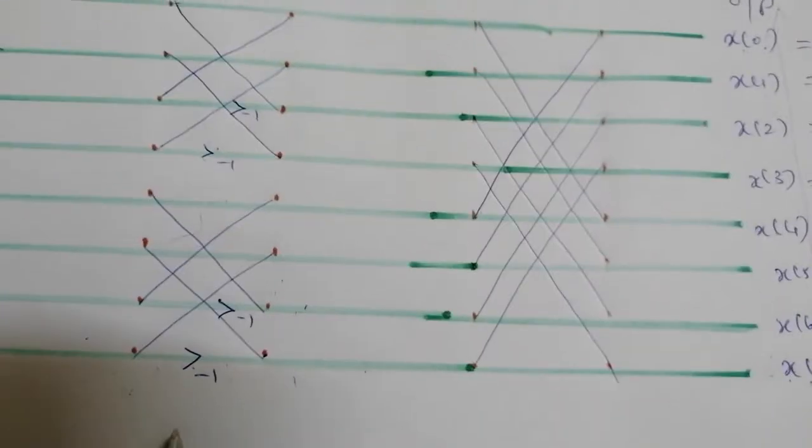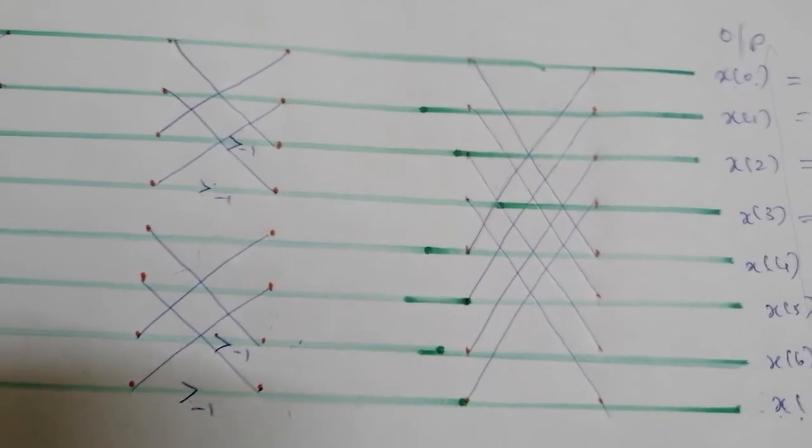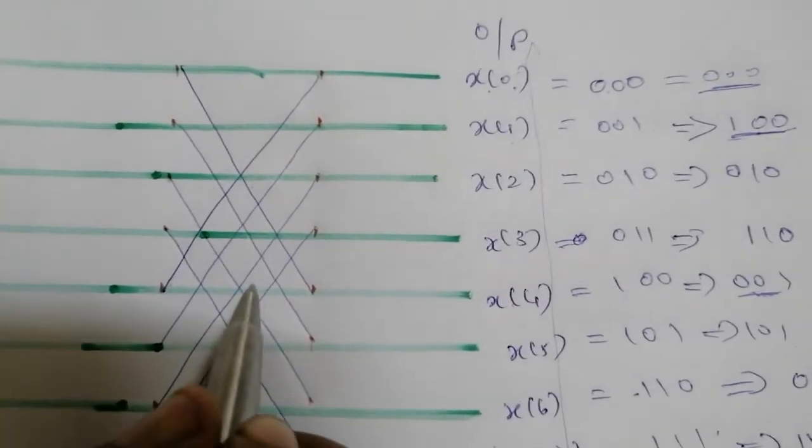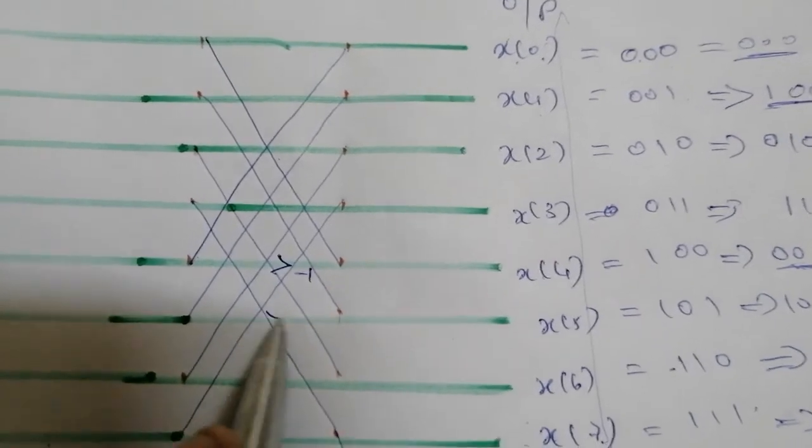Below 2 lines, we can multiply -1. The third stage, totally 8 lines are there. So below 4 lines, we are going to multiply -1 value.